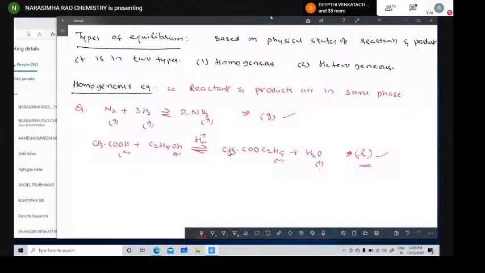Children, it's clear now? Yes, sir. Carbon monoxide, gaseous, combines with oxygen, gaseous, to form carbon dioxide. Okay. So one more example I am taking.